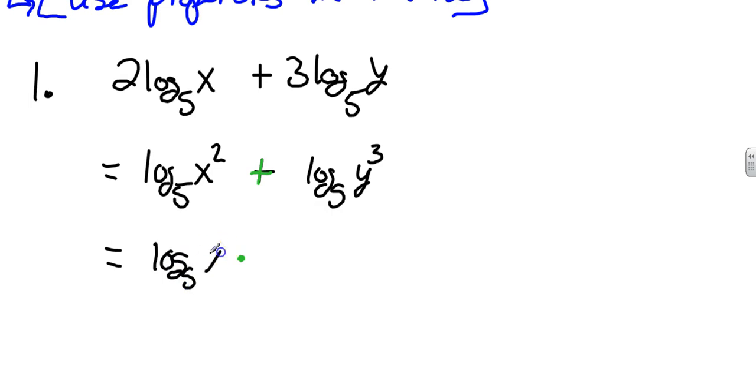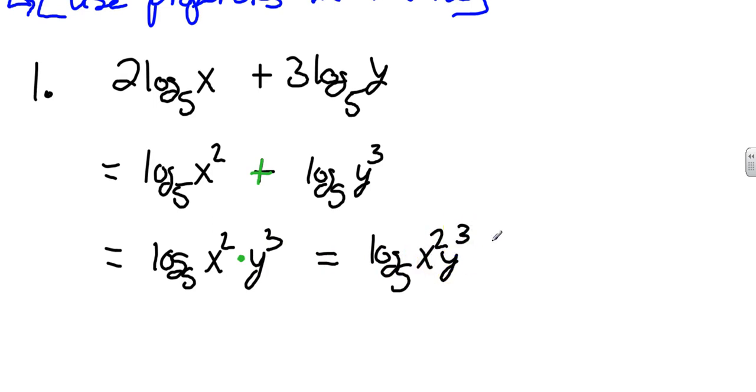So it becomes a log of x squared times y to the third. For this part, you really don't have to put the dot for the multiplication, so you can just put log of x squared y to the third. I don't think they would count off for putting the dot there for multiplication, but I think they just kind of assume that you don't have to put the dot for multiplication there.